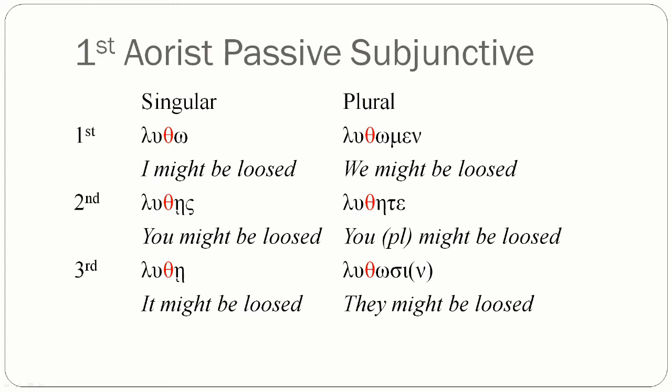And that's fairly typical with other forms that we have learned so far: the aorist passive gets a theta. And so you have lutho, luthes, luthe, luthomen, lutheta, luthosin. And again, those endings, o, es, e, omen, ete, osin, are identical to your present or first aorist active endings.